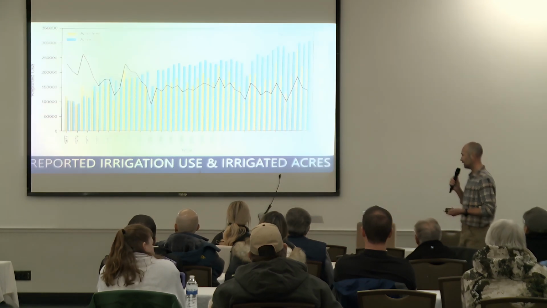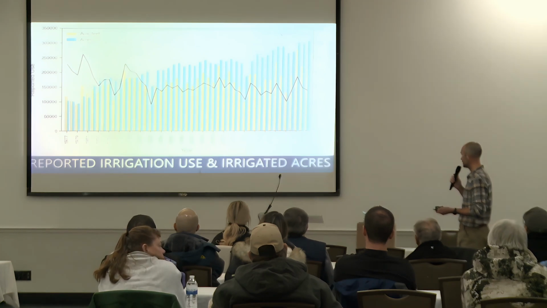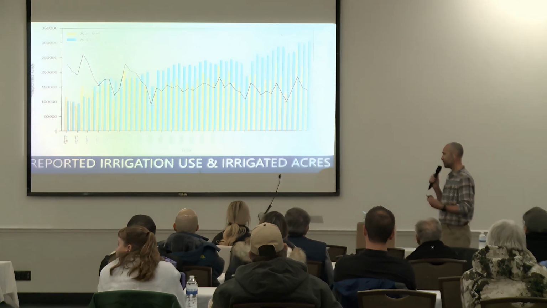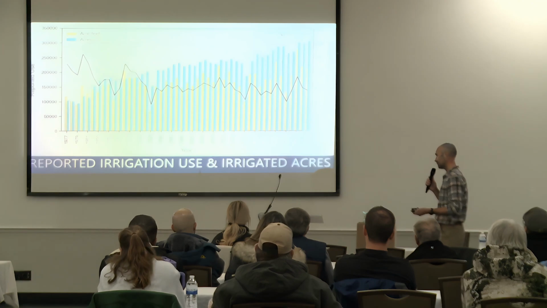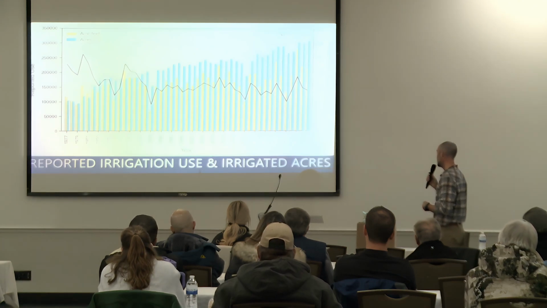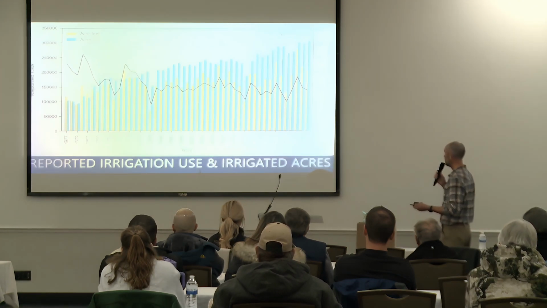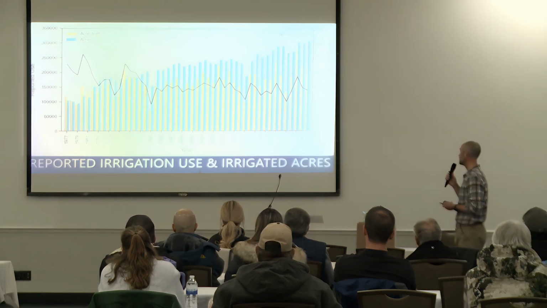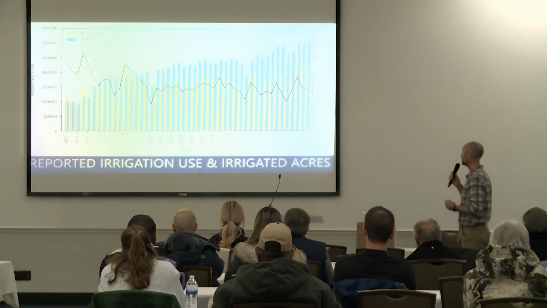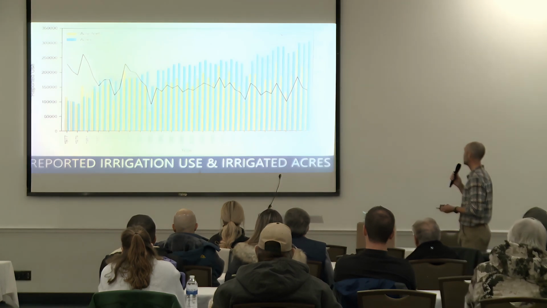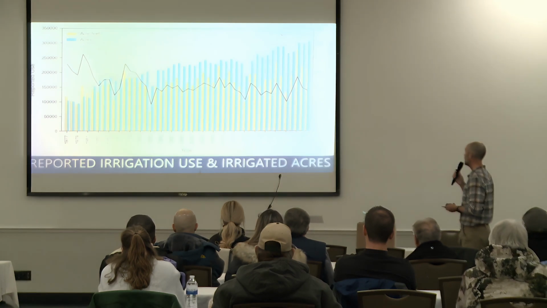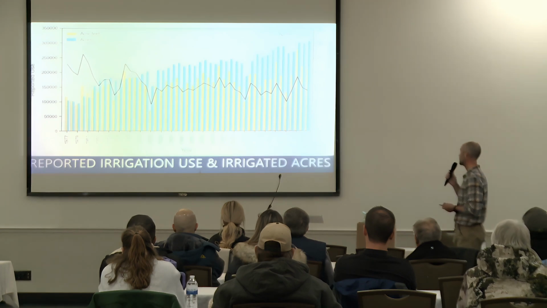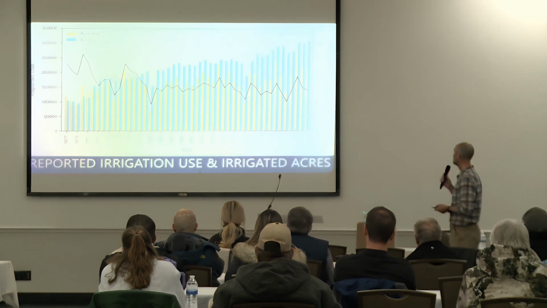And since irrigation is obviously tied to use, if we have wetter years, there's going to be less use. If we have drier years, there's going to be increased use. So this is another metric of presenting the actual reported irrigable acres. So you can see our reported irrigable acres has increased from around 100,000 acres in 1977 to over 300,000 acres reported in 2023.